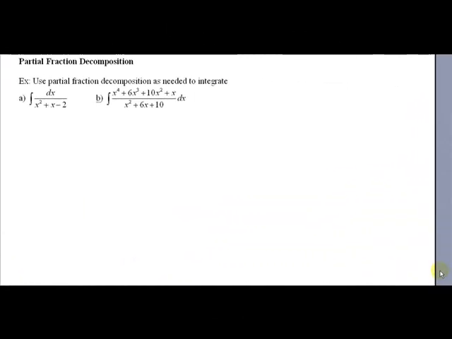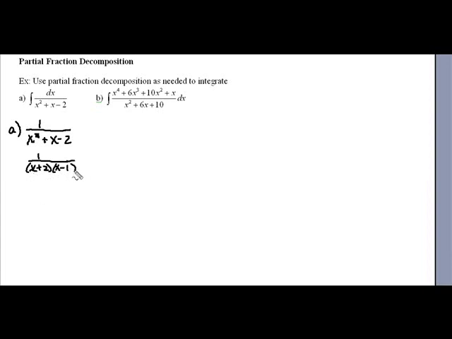So let's look at a couple of examples of how to apply partial fraction decomposition to integrals. Starting with the one on the left. The procedure for part A is first of all to factor the denominator, recognizing that the integrand is 1 over x squared plus x minus 2. Factoring, we have 1 over x plus 2 times x minus 1.